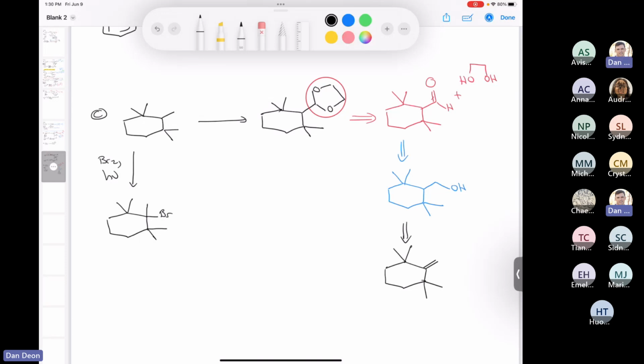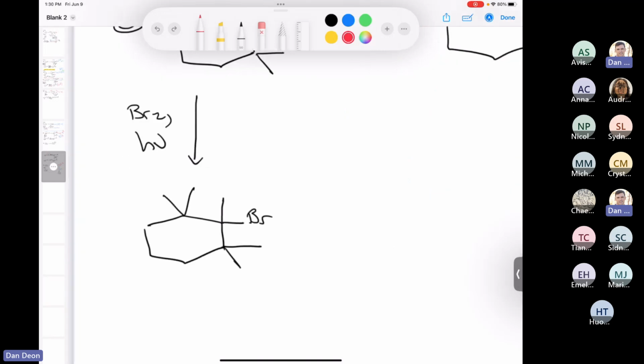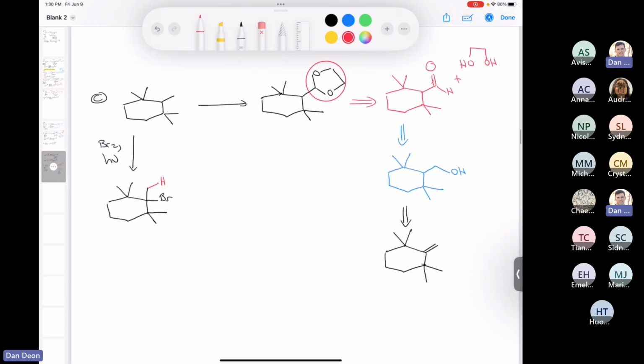All right, so now we've simplified the problem greatly. How do we get from here to here? Well, if we look at this bromine, there's only one type of beta proton in the entire molecule, and it's this one here. And so we have a tertiary alkyl halide, so really it doesn't matter what base we use. We're going to end up getting an elimination reaction.